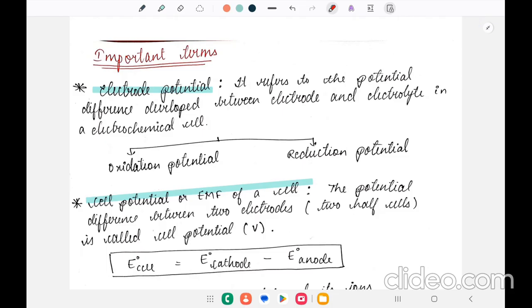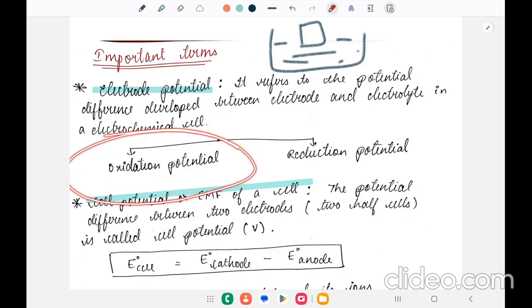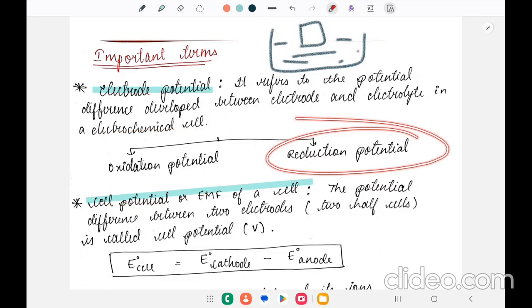So first we'll study about electrode potential. So what is electrode potential? It is the potential difference which is developed between electrode and electrolyte. That means when we dip an electrode in electrolyte, then there will be some potential difference which will be generated, which is known as electrode potential. So electrode potential can be of two types, that is oxidation potential and reduction potential. So we have both the cells, that is oxidation half cell and reduction half cell. So here in the oxidation half cell we have oxidation potential, and in the reduction half cell we have reduction potential.